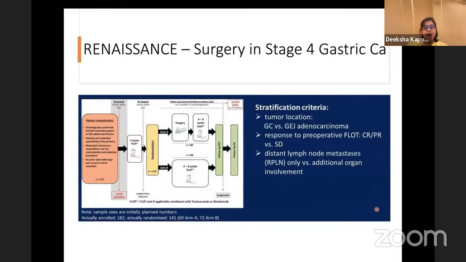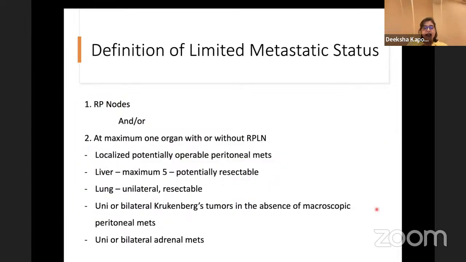I would like to bring into perspective what Professor Sadaf said in the previous talk about the survival data for retroperitoneal lymph node resections when RP-LND is required in CA stomach. So they went ahead and defined limited metastatic status. I just want to point out that I haven't found the publication. This is data that I have extracted from the abstracts, which are available on the websites of ESMO and ASCO.